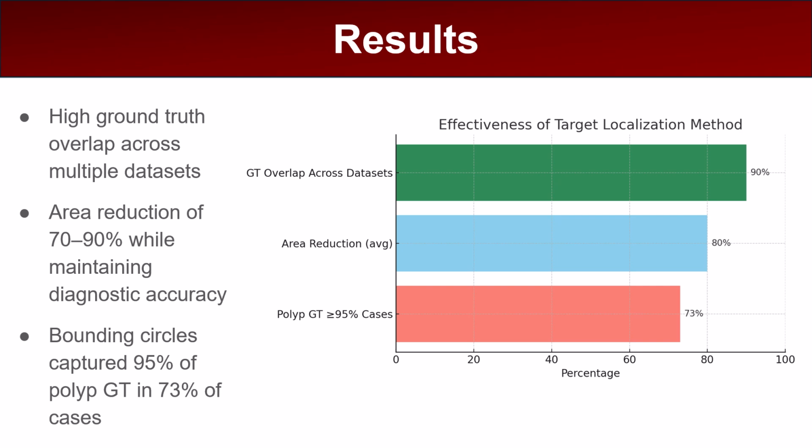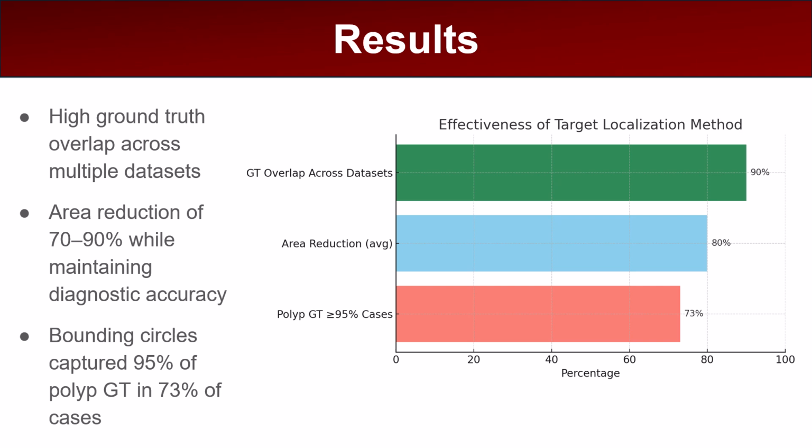When we zoom into the polyp detection, the results are especially notable. The method's bounding circle captures at least 95% of the polyp's ground truth in 73% of the test cases, which is significant given the variability and complexity of endoscopy imagery.